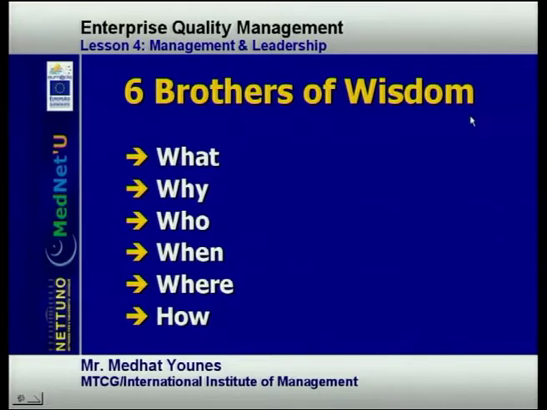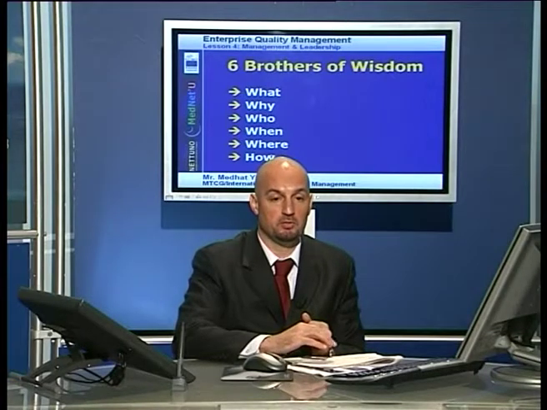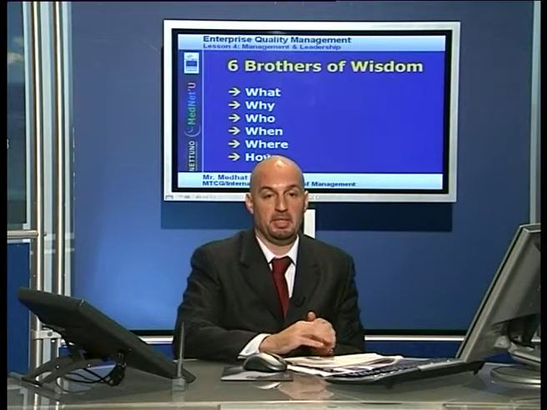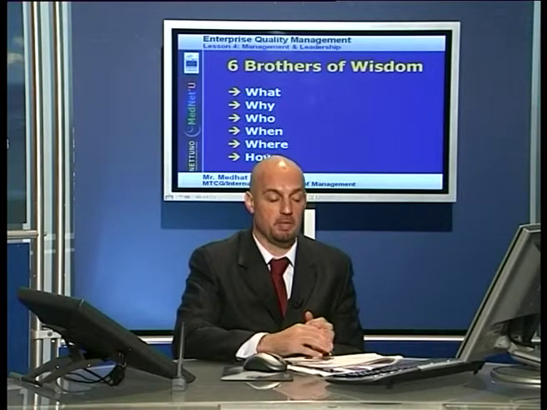In the beginning of Rudyard Kipling's poem, The Elephant Child, the poem goes as follows: I keep 6 honest serving men. They taught me all I know. Their names are what and why and when and how and where and, of course, who. If we take this and apply it to business management, actually this can be applied to the management in any domain, whether it's project management, business management, or even life or personal management.